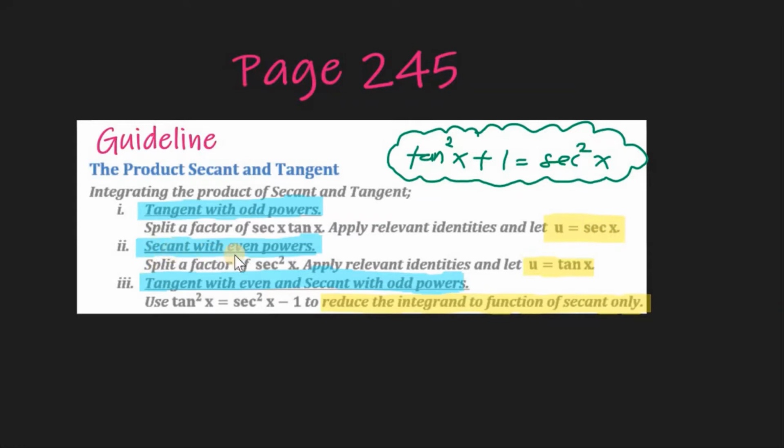Whenever we have secant with even power, split to get this secant square, use this identity, the formula, and set u to be tangent and differentiate from that. If the tangent is even and secant is odd, again we have to use this identity, reducing the integrand into a function of secant only. So this is a simple guideline. After this, we're going to use this guideline.